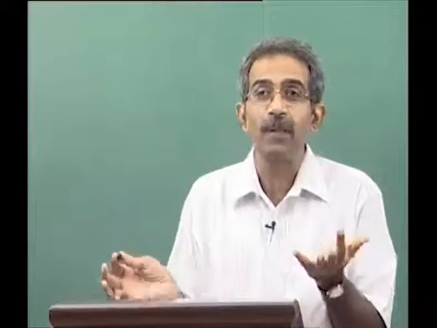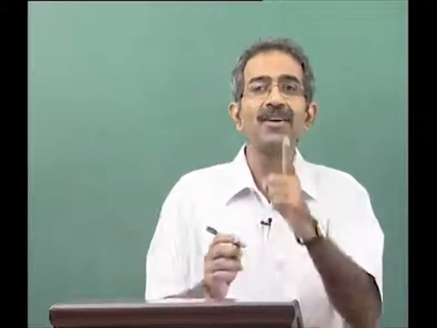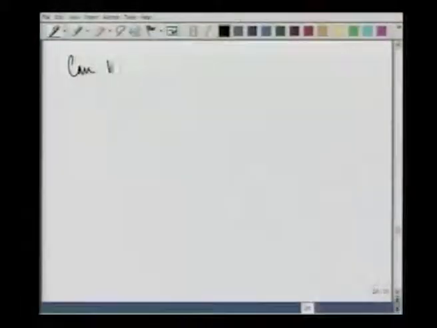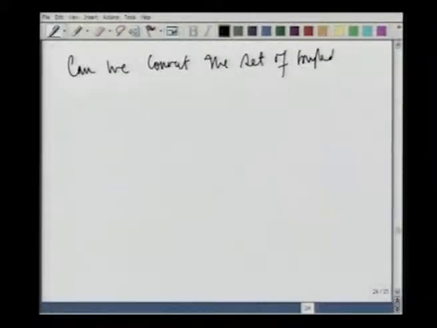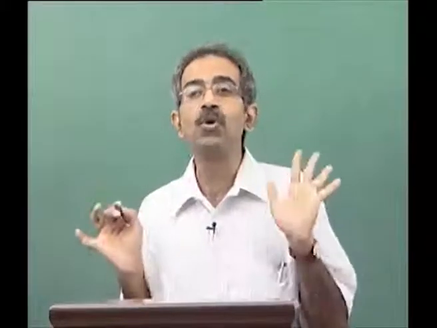But before I do that, I have to do a little bit of jugglery, because what I have is a set of coupled equations. Whereas, what I had in the case of oscillator was an equation in one variable. So, the first question that we ask is, can we convert the set of coupled equations to uncoupled? That is, I want an equation involving only E, I want another equation involving only B, I want to eliminate that. How do I do that?